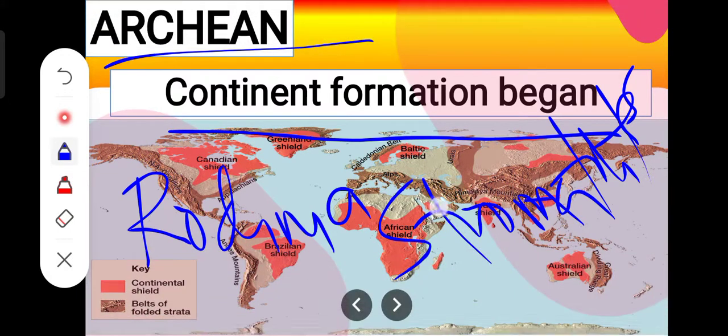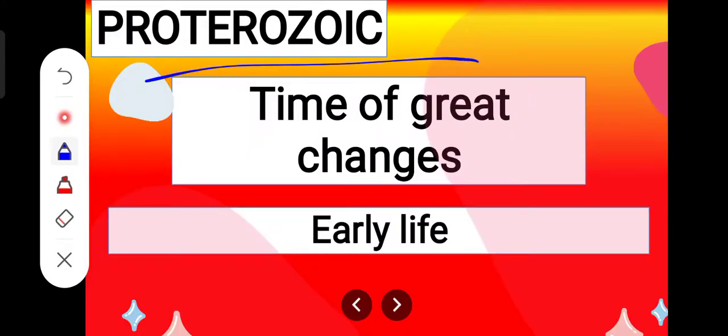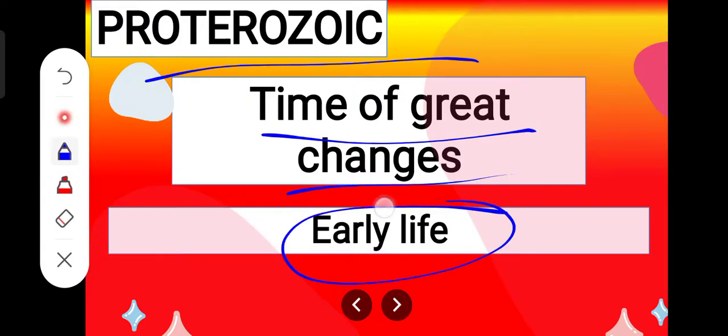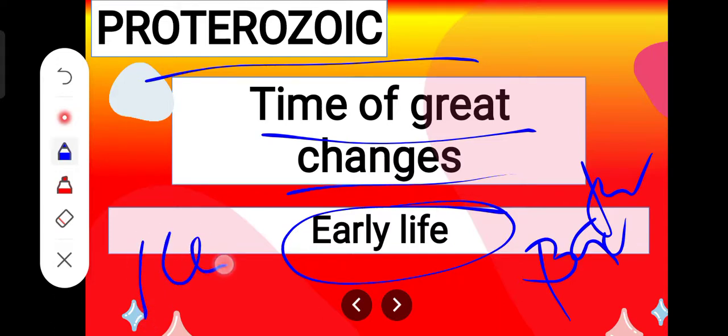Next, the Proterozoic era. Under the Proterozoic era, it is considered the time of great changes in the sense of early life forms. Soft-bodied multicellular organisms developed in the late Precambrian, or simply we have your bacteria. Bacteria appeared 3.5 billion years ago, followed by the algae and the fungi. Also under the Proterozoic era, Earth's first ice age occurs. So we have here the first ice age.